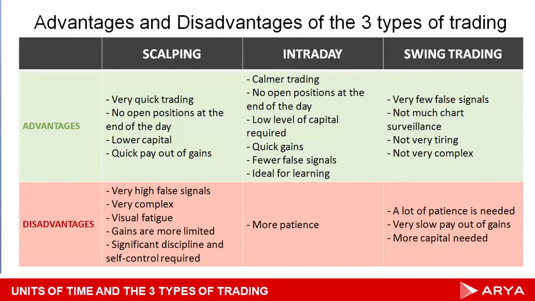Having said that, you must be aware that false signals with scalping are much more common in this unit of time, M1 and M5, so it is much more difficult to understand the market and read the market. It also causes greater visual fatigue because stock prices are necessarily moving faster and the gains are more limited because you are only keeping trades for a few minutes.